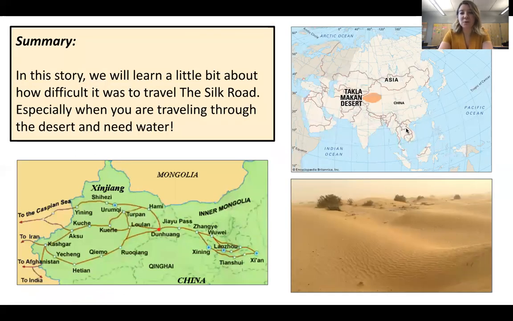So, the story that we're reading today comes from that larger book, and we're going to learn a little bit about how difficult it was to travel the Silk Road, especially when you are traveling through the desert and need water. That's one of the biggest problems people face when they travel through a desert, having access to water and food. Here's a picture of the desert that we're going to be reading about today. We're going to be reading about the Taklamakan Desert.